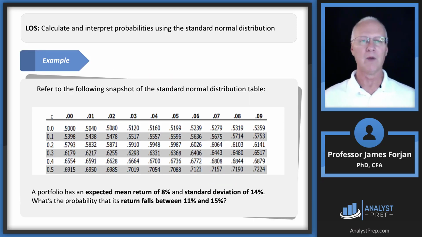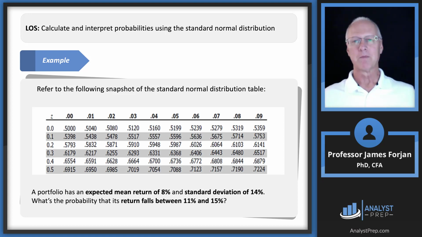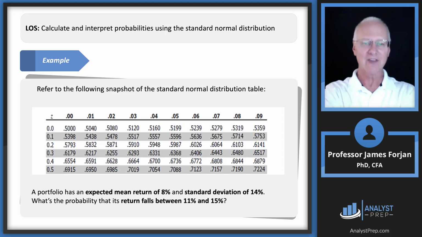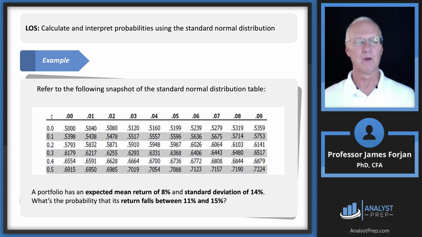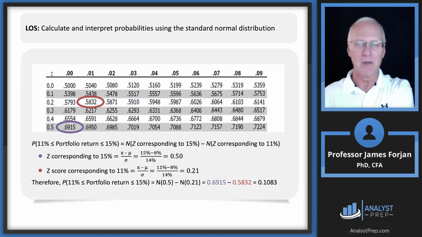Look, when I teach my investments classes, both undergraduate and graduate levels, we do this in the context of the policy statement. So I have my students create a fictional client, and then we do all this stuff, a risk objective and a return objective, and then I ask them questions like this. Okay, what's the probability that the return on the portfolio that you're creating for your client falls between 11 and 15%? And we can come up with this number, 10.83%.